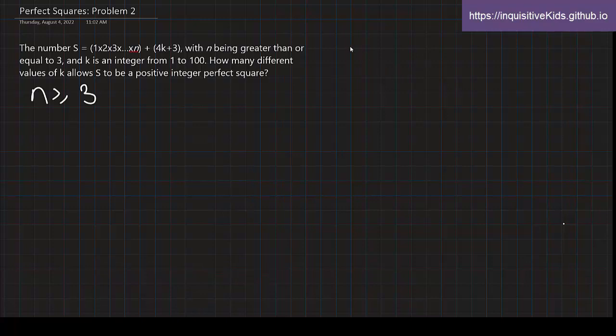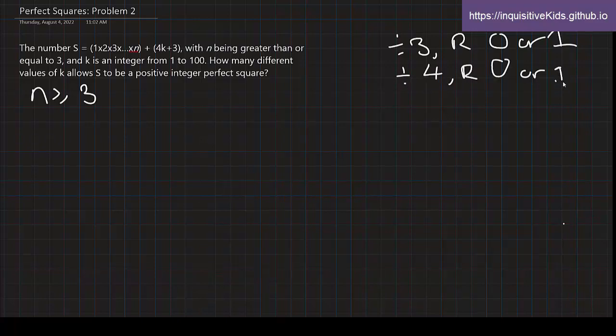Well, we first need to know two very important facts about what it means to be a perfect square. It means that whenever you divide by 3, you have to have a remainder of either 0 or 1. And if you divide by 4, you have to have a remainder of 0 or 1. So that's the case here. And there are two scenarios to this.